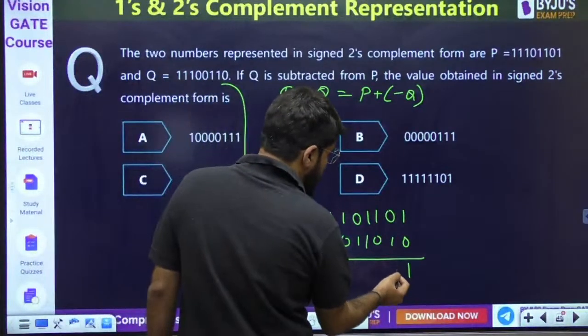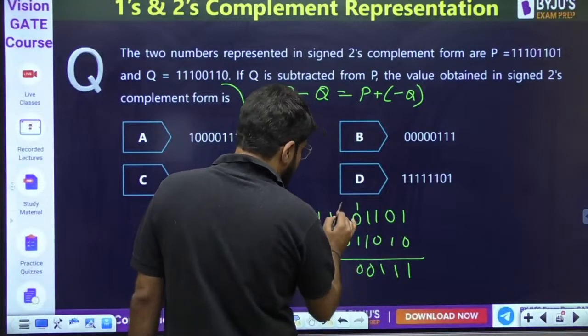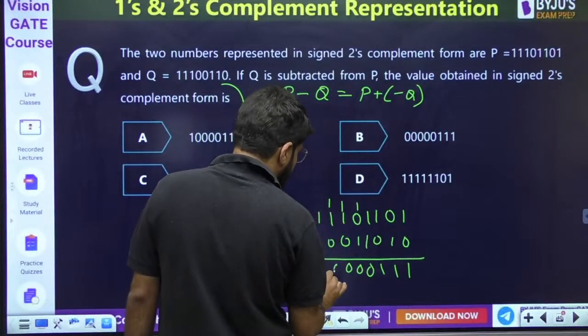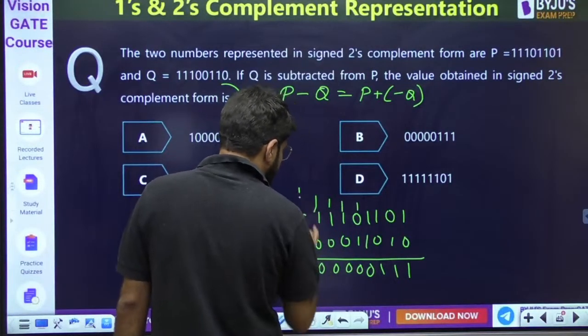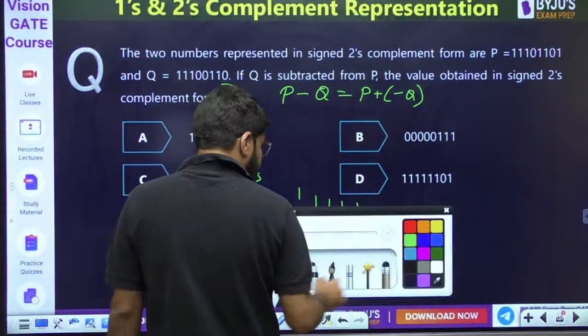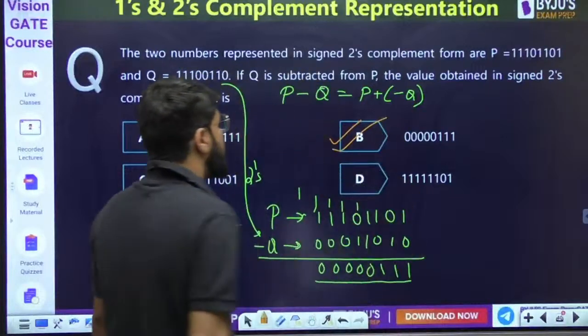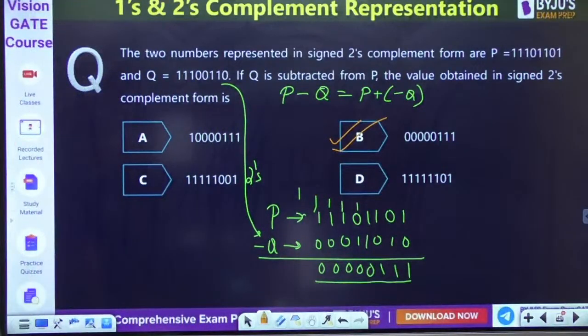So 1 plus 0, 0 plus 1, 1 plus 0, 1 plus 1 is 0 carry 1, 1 plus 1 is 0 carry 1, and so on. The answer is 0, 0, 0, 0, 0, 1, 1, 1. The extra carry is always discarded because it is an 8-bit machine. So my answer is B, 00000111. Clear, everybody?